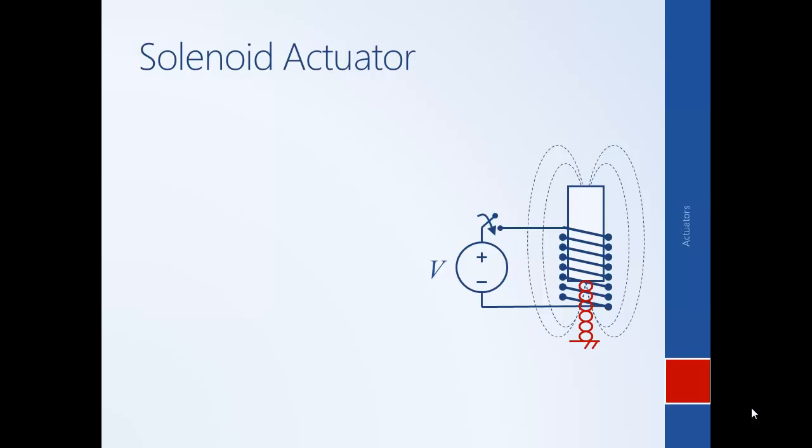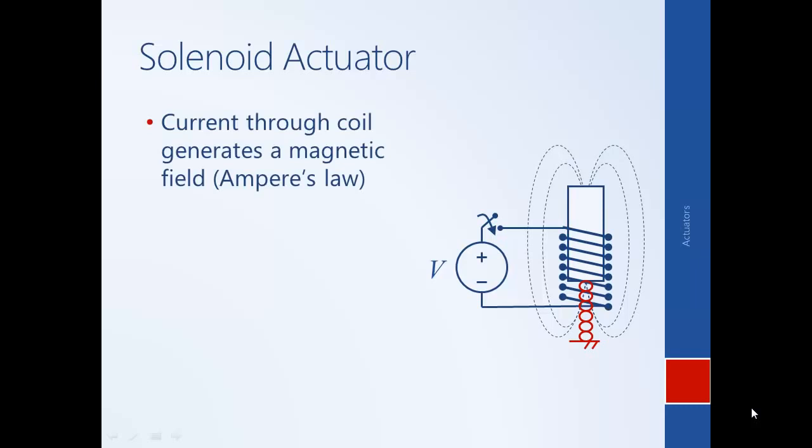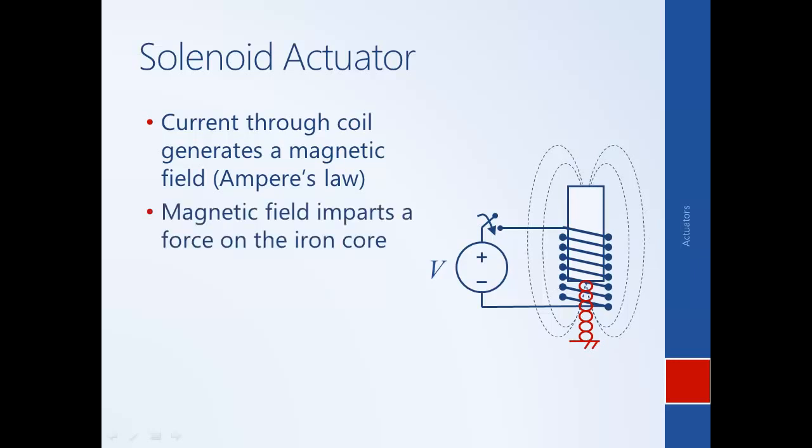One example of an electromagnetic actuator that's very common is the solenoid. The way that it works is it has a coil of wire, and the current flowing through that coil generates a magnetic field. So when this switch is closed, current flows through the coil and it generates a magnetic field represented by these dashed lines. This magnetic field then imparts a force on this iron core, causing it to move, in this example, downward.